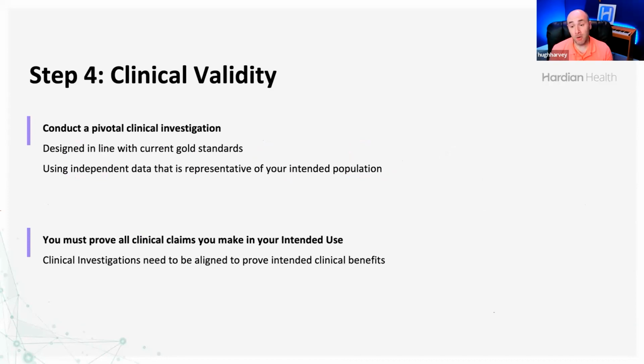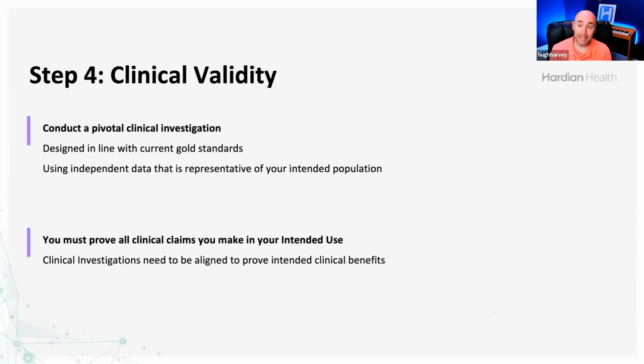A clinical investigation must be designed in line with the current gold standards. So those of you in academia will have heard of GCP, which is the Good Clinical Practice framework, which is widely used across the NHS and academia. So anyone who is conducting a pivotal clinical investigation for a medical device should be GCP trained or be taking advice from people who are GCP trained. The GCP framework aligns very neatly with an international standard known as ISO 14155, which we'll mention in a minute. So these two standards, GCP training and 14155, really guide you on best practice for clinical investigation design.